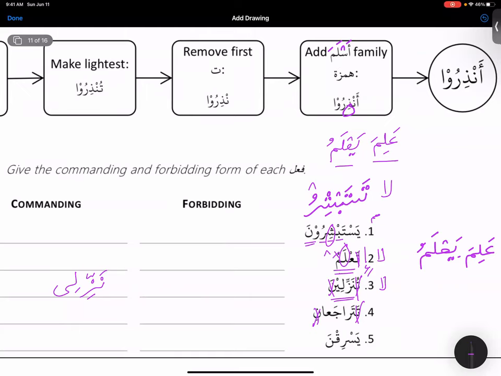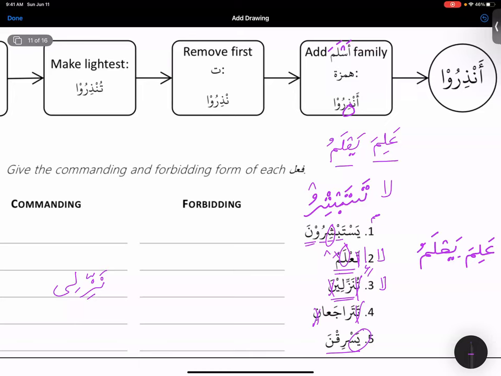Now, next one is yasriqna. What siga? Antunna. What is the difference between antunna and hunna? Starting with ya, hunna. Starting with ya and ending with na. Exactly. So if it is starting with ya, then we cannot say this is antunna.